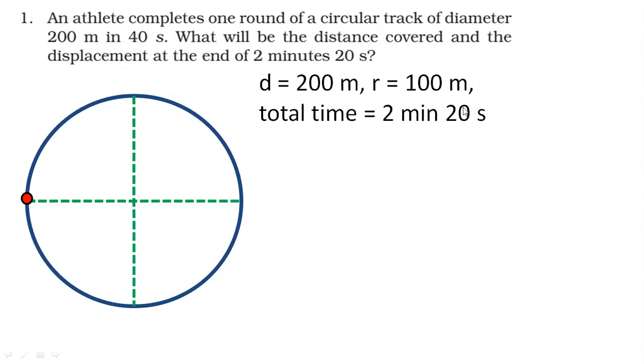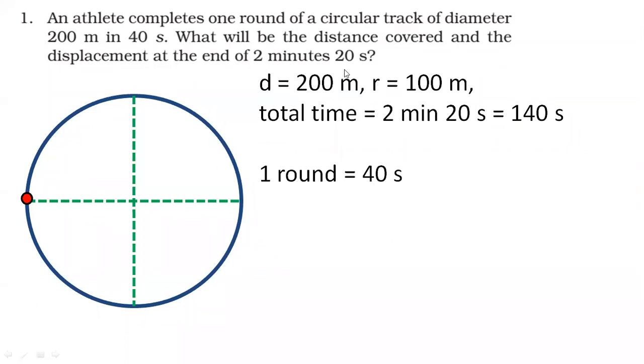Now this needs to be converted to seconds. How much is 2 minutes? 2 into 60 is 120. 1 minute has 60 seconds. So 2 minutes is 120, plus 20, that is 140 seconds. What about the rest? One round time is given. How much is it? 40 seconds.